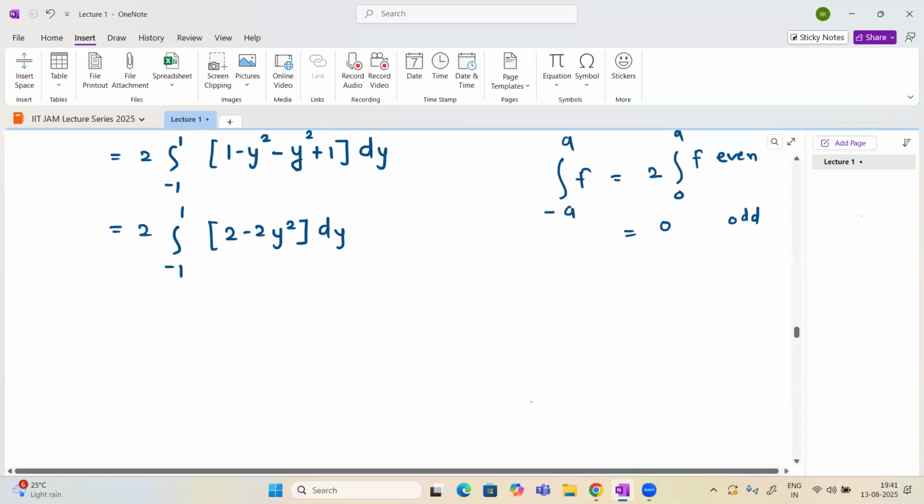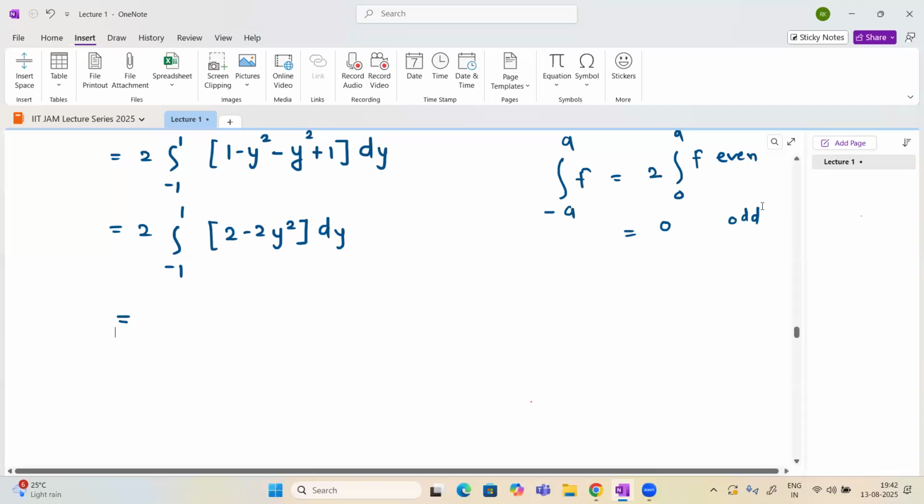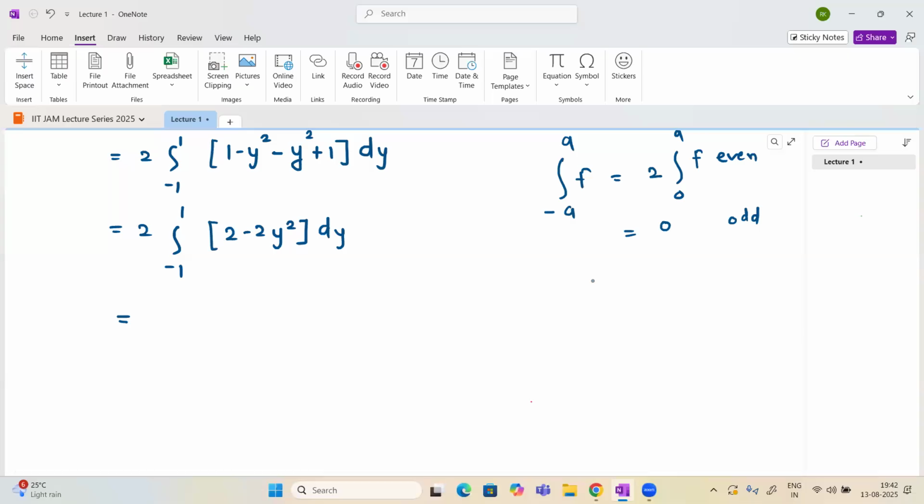So tell me, what about the given function? Is it even function or odd function? Even function. I hope all of you know what even and odd functions are. See, it is even. So 2 is already there. One more 2 I will take outside. So 0 to 1, 2 minus 2y square dy.